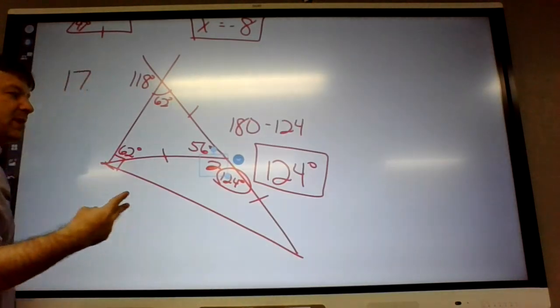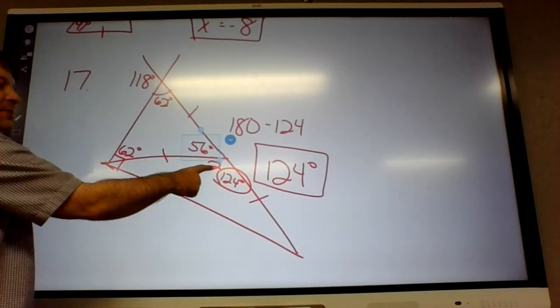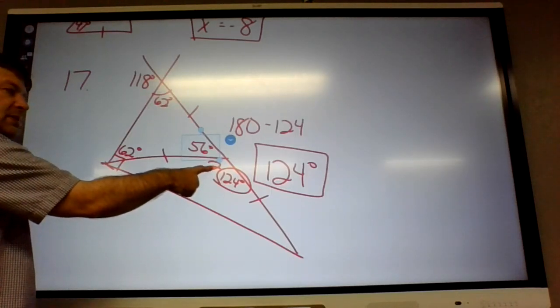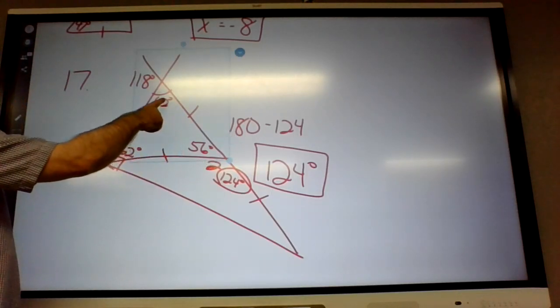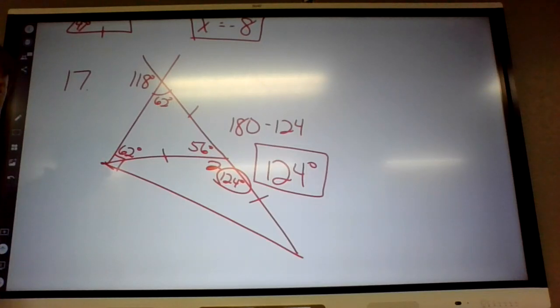So 3 angles in a triangle add up to 180. Angles that make a straight line add up to 180. And the other trick we use is base angles in an isosceles triangle are congruent. Those are the 3 tricks we used over and over and over.